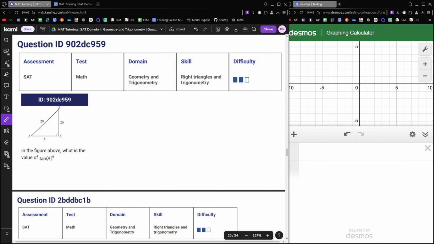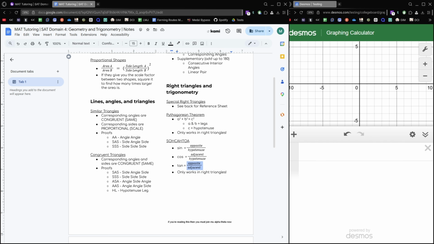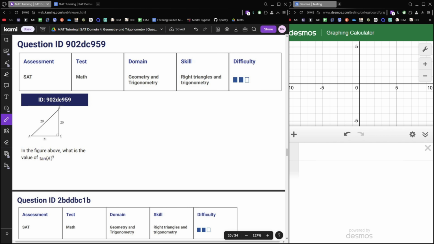So line number 20. They give us a right triangle and want us to find the value of the tangent of A. So SOHCAHTOA, tangent is going to be opposite over adjacent. So here's angle A, and we want the opposite over the adjacent. Our answer would just be 20 over 21. Now when they ask you to find this value, you do not need to put it in decimals, y'all. You don't need to put the tangent of 20 over 21, just the fraction itself.